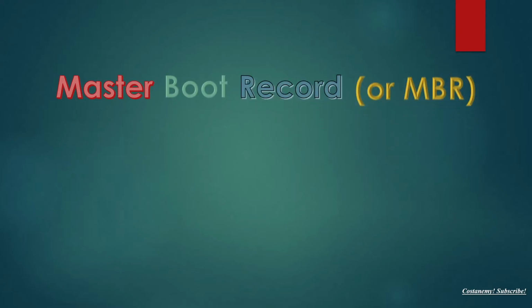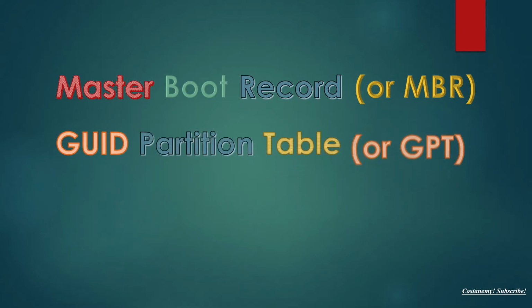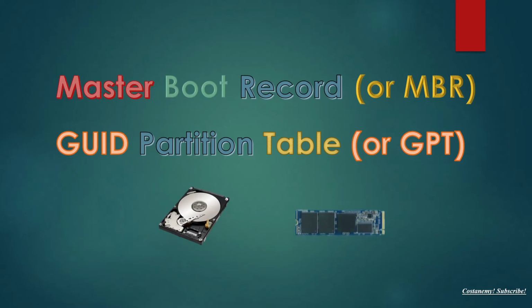There are two types of these schemas, called Master Boot Record, or MBR, and GUID Partition Table, or GPT. To simplify things, I am going to explain these types of schemas further based on hard drives and SSDs, because other devices like USBs or micro SD cards already have the MBR schema and do not need the GPT schema, as of the time of this clip.